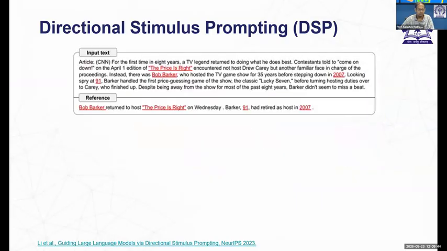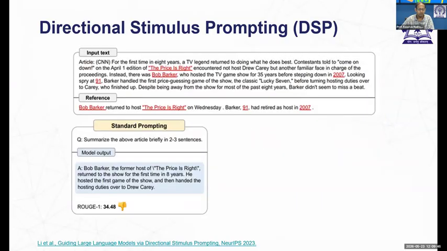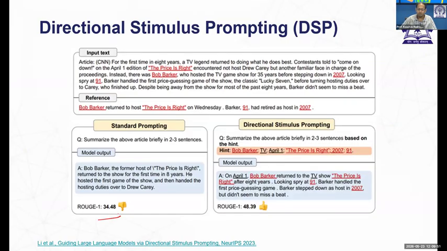So you can check, this is the input text and reference. With standard prompting, you are getting a summary with a ROUGE score of 34.48. On the other hand, if you use DSP with this particular hint, you are getting a summary whose ROUGE score is higher. That means this is better. So it tells us that with respect to zero shot prompting, if you use this DSP kind of prompting with the hints, it can generate a better summary for the user.